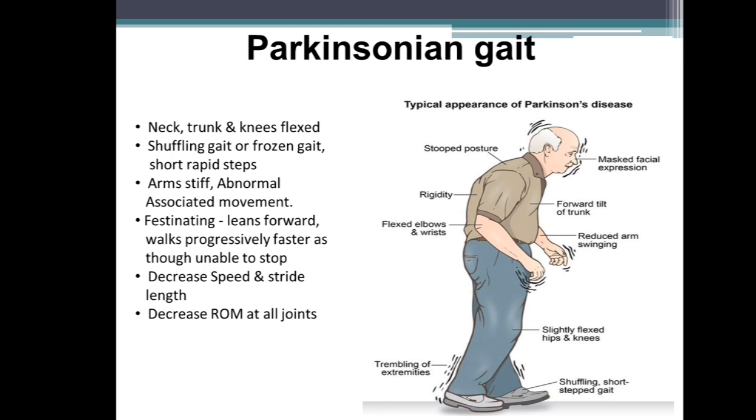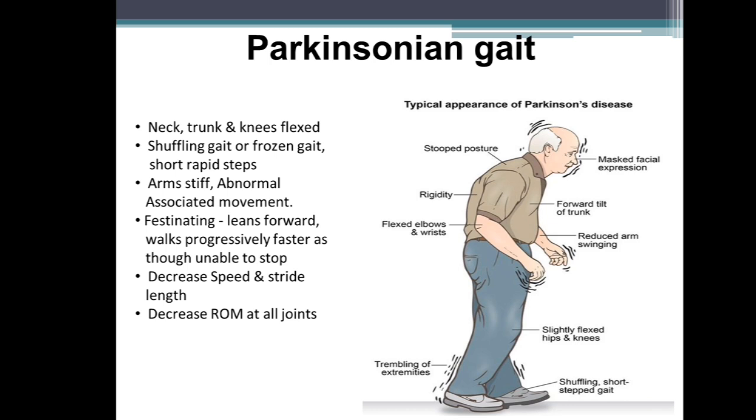Last, we have the Parkinsonian gait. In this, as shown in the figure, the neck, trunk, and knees are flexed. There is a shuffling gait or frozen gait, with short rapid steps, stiff arms, and abnormal associated movements. The patient leans forward and walks progressively faster, though unable to stop. There is decreased speed and stride length, and decreased range of motion at all the joints.